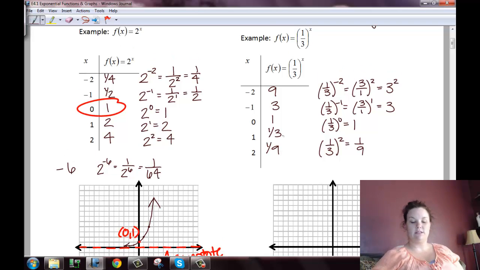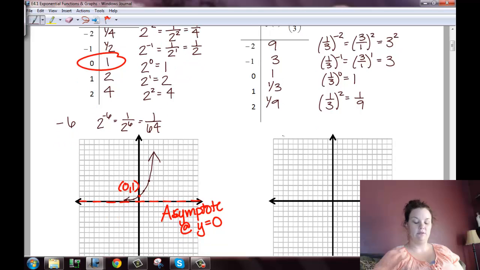So let's plug this one in and see if we get the same type of shape. At negative 2, I'm up at 9. At negative 1, I'm up at 3. At 0, I'm at 1. At 1, I'm at 1/3. And at 2, I'm at 1/9. So notice we do get kind of the same shape. The only difference is our points are a little bit further apart. It's because 3 is a bigger number.